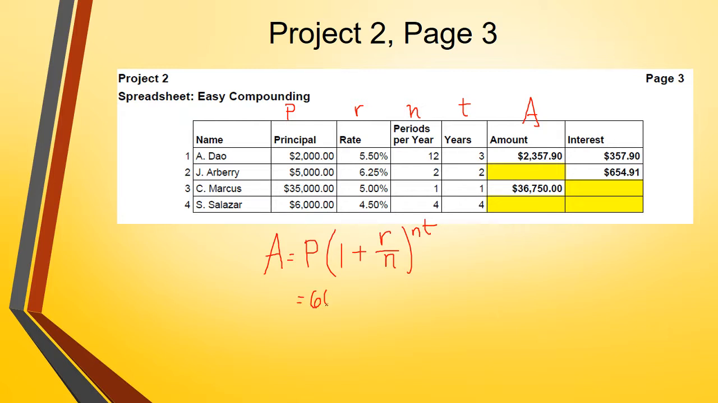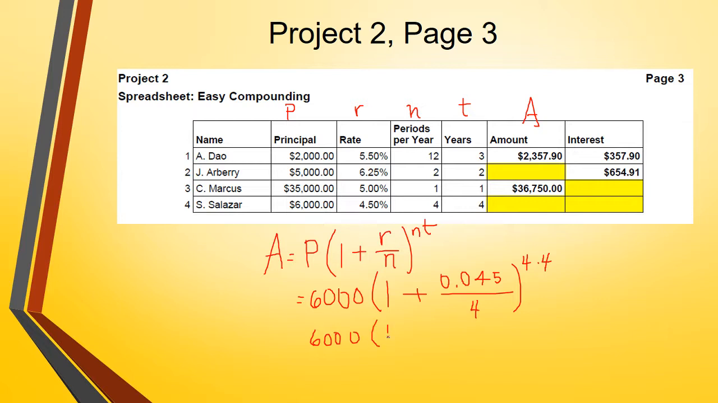We know the principal, 6,000, plus the rate. Remember, we have to convert the rate to a decimal. So that is 0.045. Divide that by n, which is the number of periods per year, which for this one is 4, parenthesis, raised to n times t. So 4 times 4. So now we're just going to use order of operations.